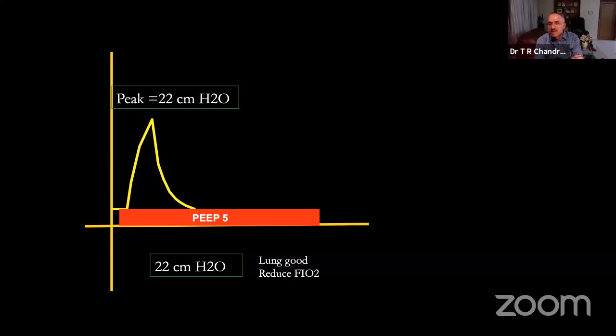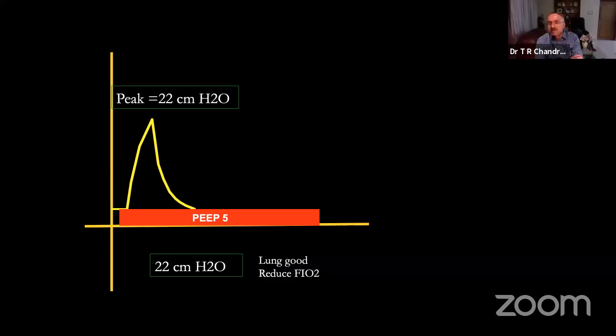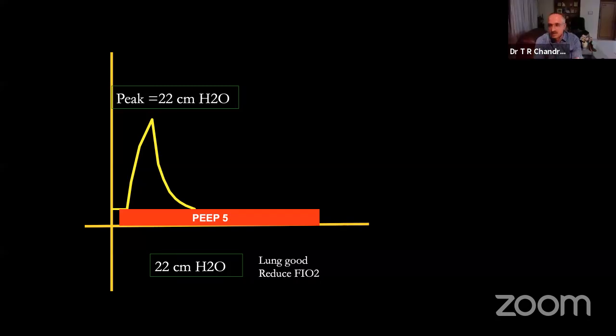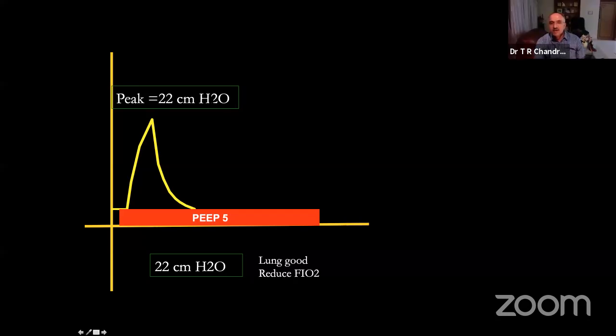Your lung is good or bad? Bad, sir, bad lungs, sir. Peak pressure of 22, not the plateau. Sorry, sir. The peak pressure is just 22 centimeters of water. The plateau is always less than peak, isn't it? Yes, sir. So reasonably, this lung is good, isn't it? Yes, sir. Good lungs. So you just know that the lung is good. You reduce the FiO2. You don't require to do an X-ray. You don't require to do an ABG, isn't it? So you know that your alveoli is good. Yes or no? Yes, sir.